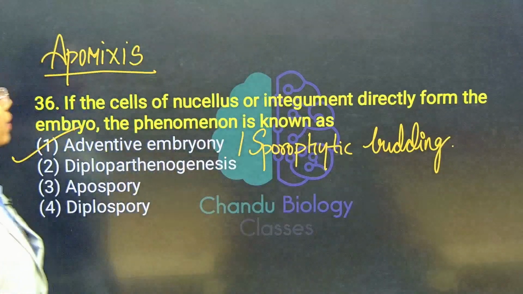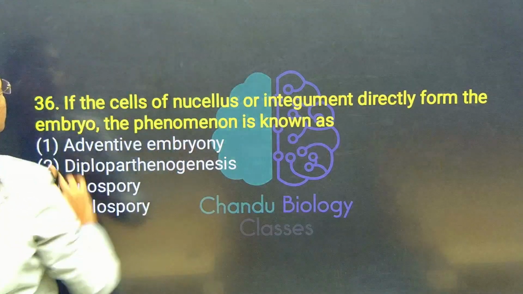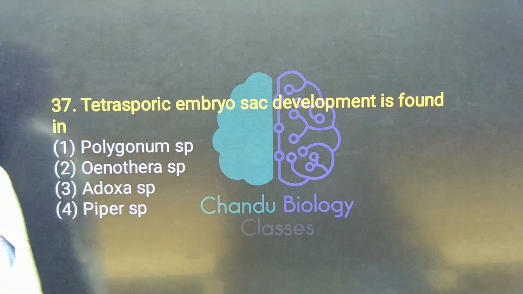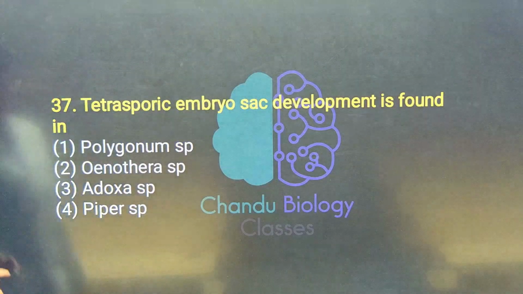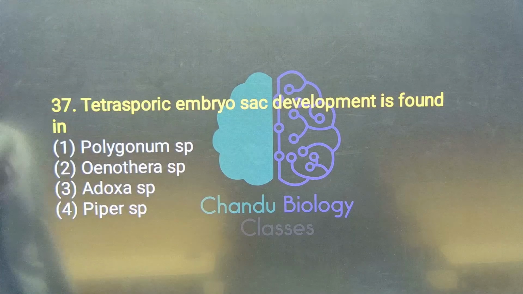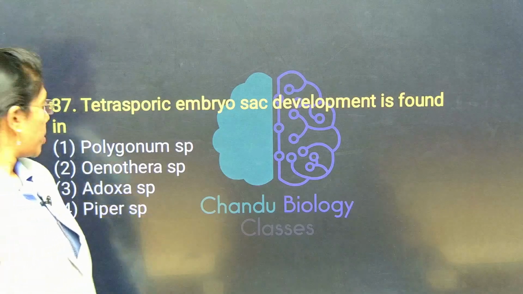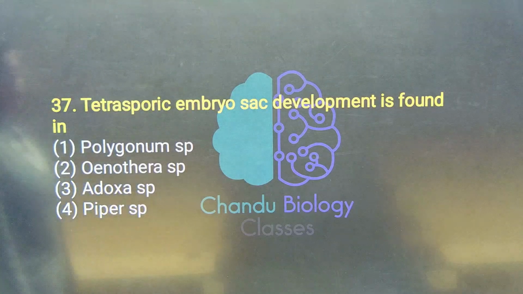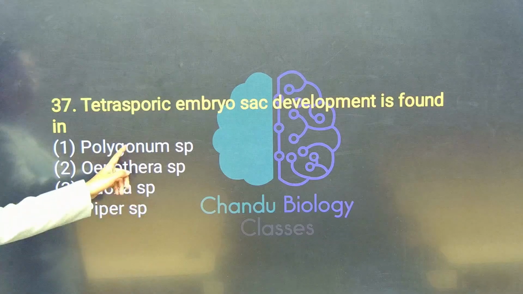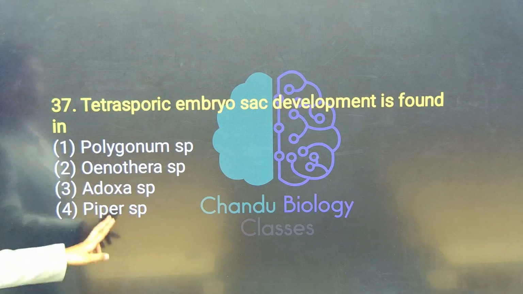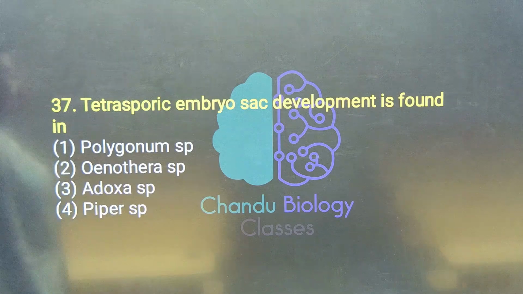Fine. Next question. Tetrasporic embryo sac development is found in which plant? We have learned about 3 types, right? Monosporic, bisporic, tetrasporic. Polygonum is monosporic type of embryo sac development. Peperomia is the right example for tetrasporic.